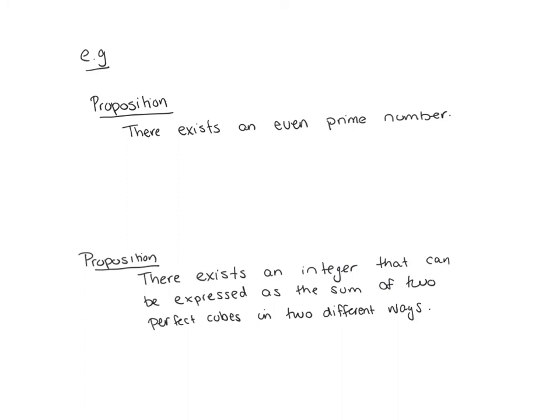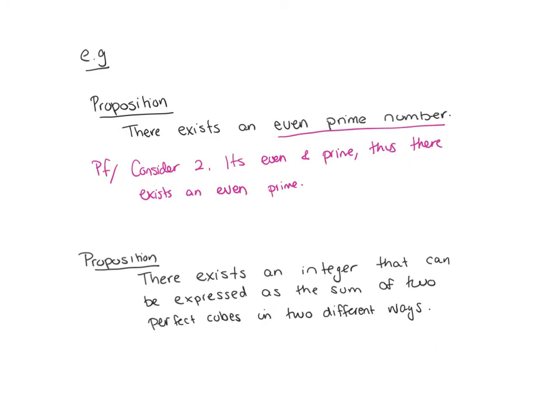The first statement we have here is that there exists an even prime integer. True, 2 is prime and 2 is even. So my proof would just be consider 2. It's even and prime. Thus, there exists an even prime. So I just found some number that satisfied my R of x, that satisfied my conclusion. And I said, look, I just needed to show it exists. Here it is, therefore it exists.